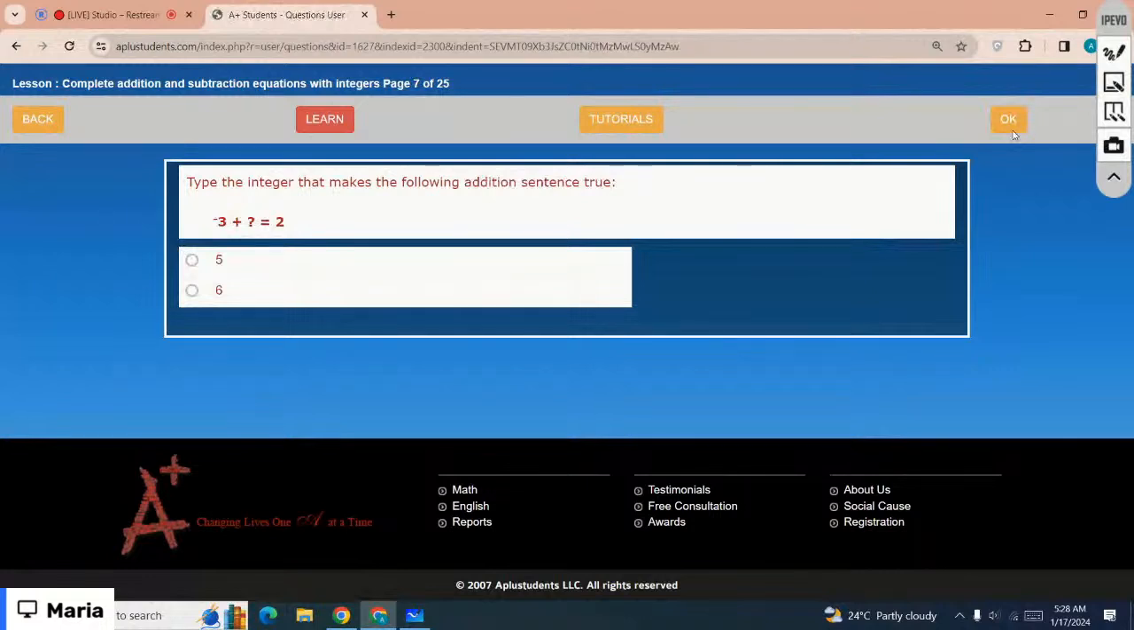Negative 3 plus the missing number equals 2. So which is the correct option? Five.